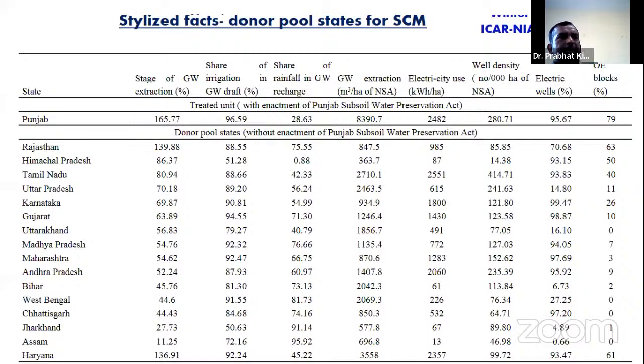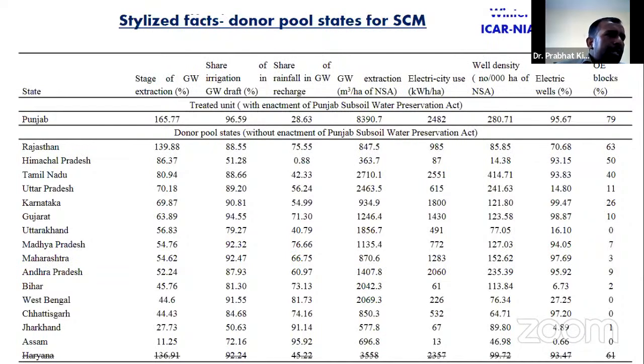So for what I was saying, we have just this one. I put it here for the Punjab. I will be focusing on the Punjab only. So the Punjab, if you see the groundwater status, why they have enacted that policy, and to control the groundwater depletion in the state and all. So here I just put the groundwater status of the state, which we have considered in the donor pool.